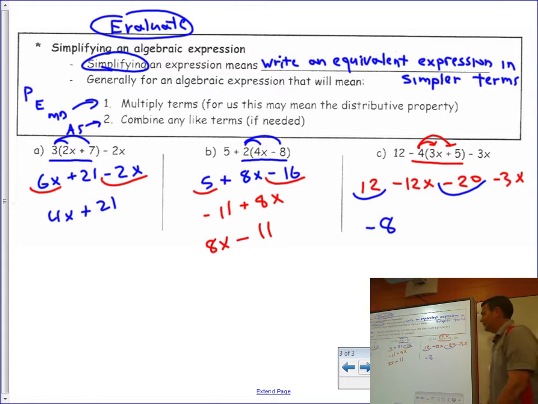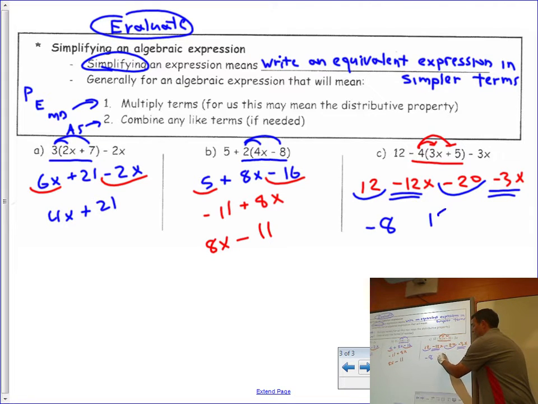And then I also need to combine negative 12x and negative 3x. Those guys are like terms. Those guys have the same sign, so they would get added. 12 and 3 makes 15. And 12's the bigger number, he gets to put his sign on the answer. Negative 12 and 3 make negative 15 when you combine them.